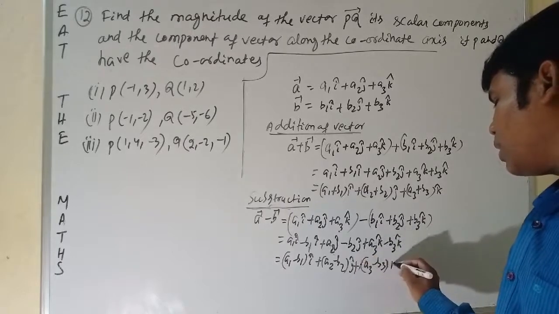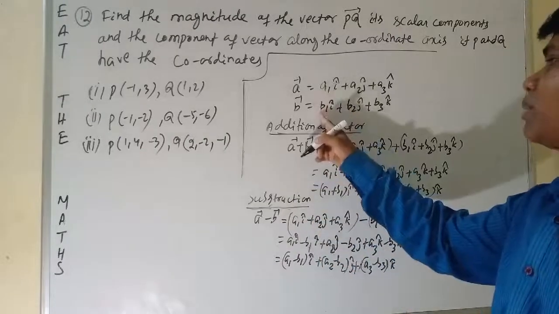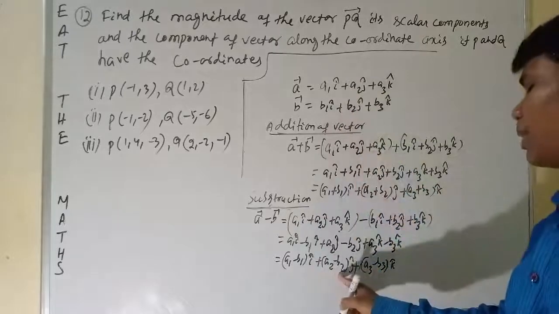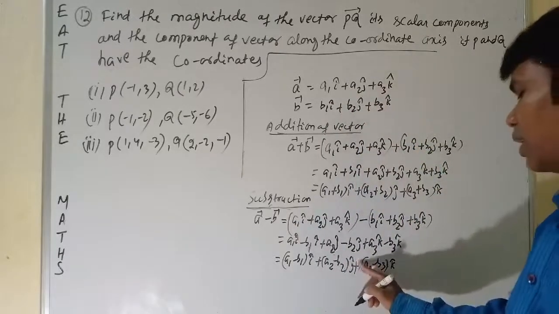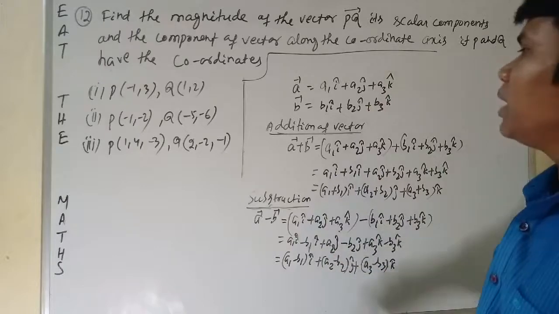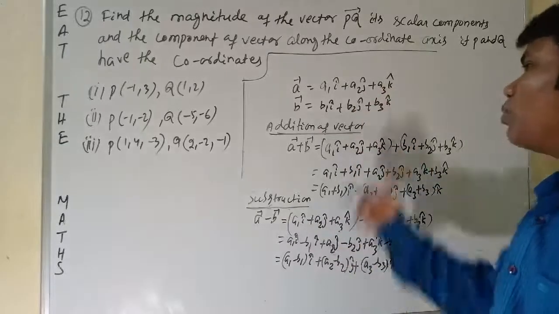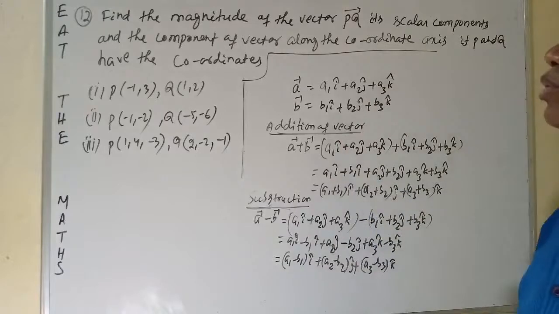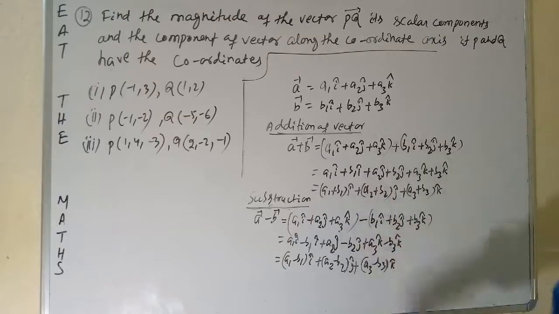That means a1 minus b1 i cap, a2 minus b2 j cap, a3 minus b3 k cap. If you subtract, you have to subtract a1 i cap from b1 i cap, a2 j cap from b2 j cap, a3 k cap from b3 k cap. This is your theory portion. Pause the video, note it down. Let me discuss some more problems about addition and subtraction.